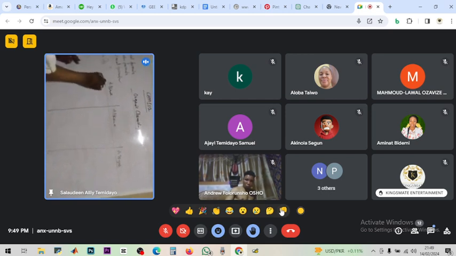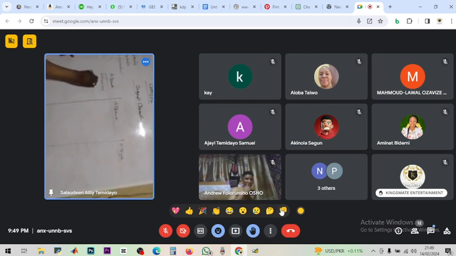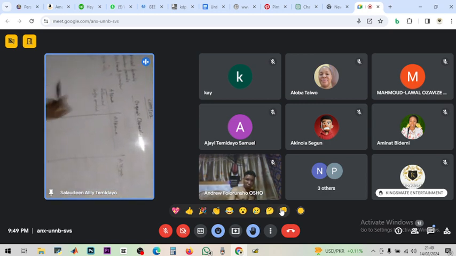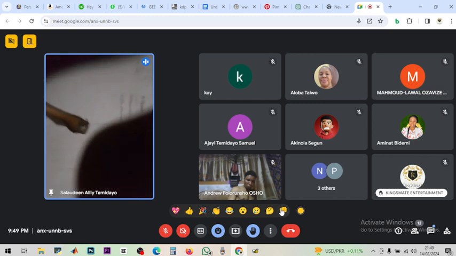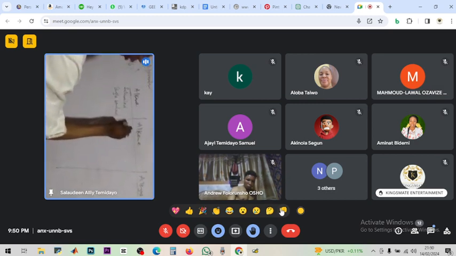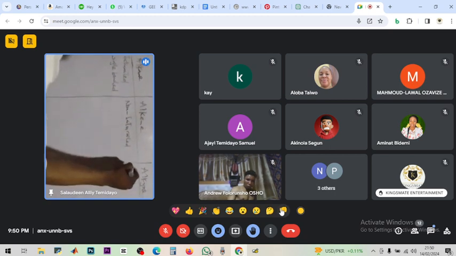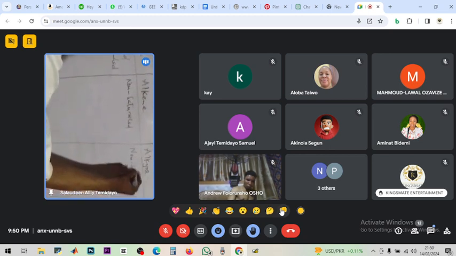The alkanes are saturated and they are single bonded. But before I start writing it out, please note this very well: alkanes are saturated, alkenes are non-saturated, and alkynes are also non-saturated.